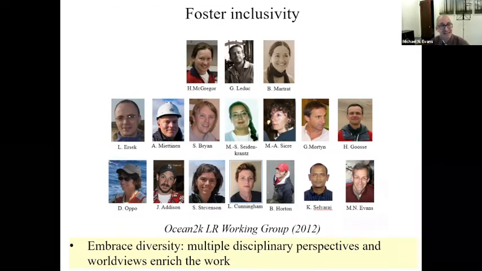So this is some pictures of the Ocean 2K group circa 2012 or so. And this was kind of a self-selected group of volunteers starting from a set of maybe 80 who originally assembled to get the group started. And really, it's been shown in many contexts that the more brains you have and more perspectives you have from a variety of different worldviews and backgrounds and disciplines, the more dynamic the idea generation is going to be. The best ideas will rise to the top. So make it open.